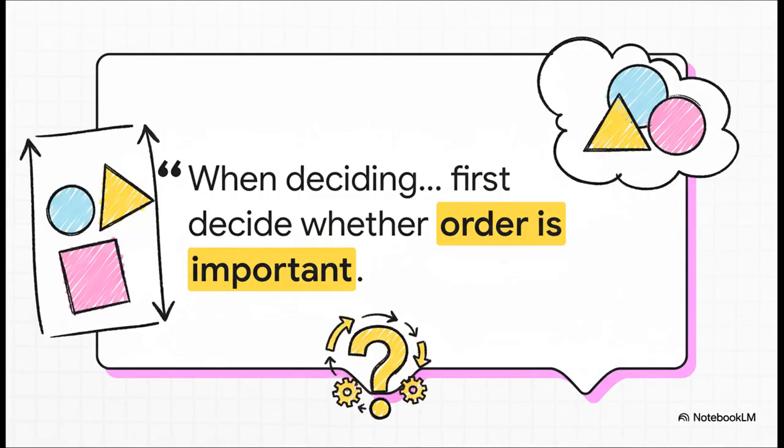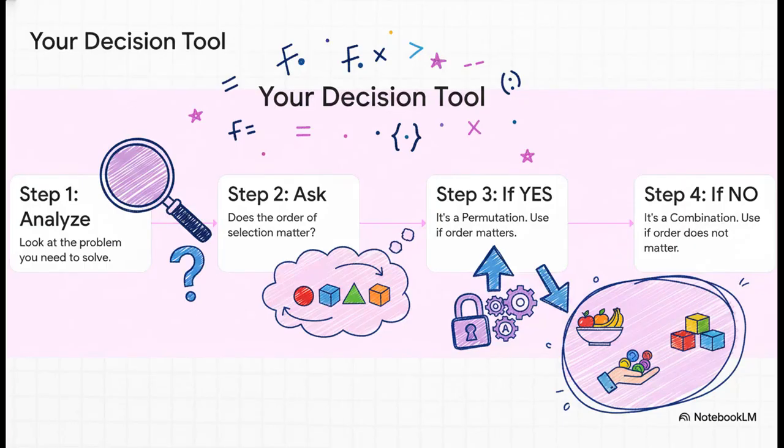And this brings us to the golden rule. This is the one thing you have to remember. The first question you always ask yourself is this: is the order of the items important to the final outcome? Your answer to that one question immediately tells you which path to take. So let's put this all together into a super simple checklist. Step 1, look at the problem. Step 2, ask that golden question: does the order matter? If your answer is yes, you're dealing with a permutation. If your answer is no, it's a combination. That's it. That's the core logic you need to solve any of these kinds of problems.